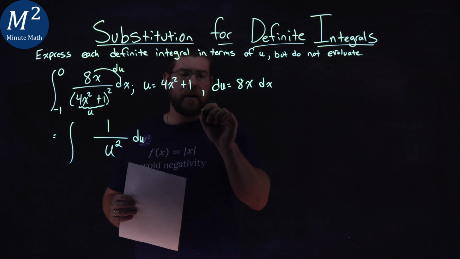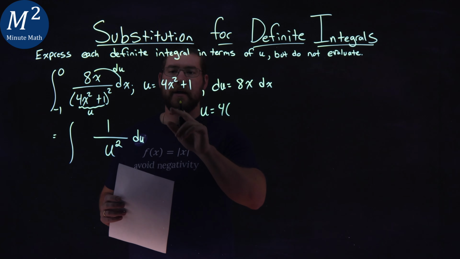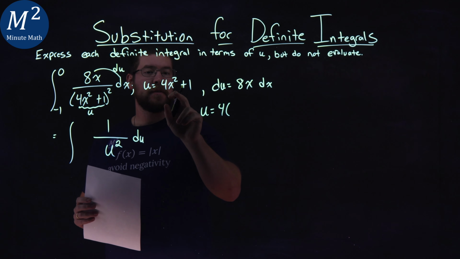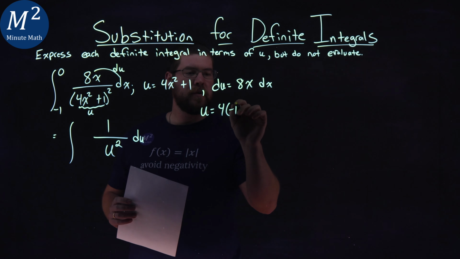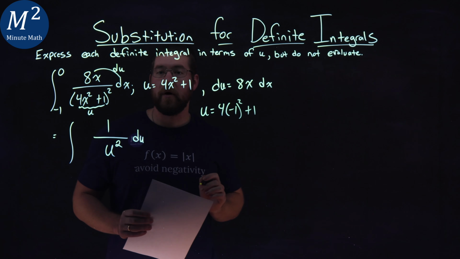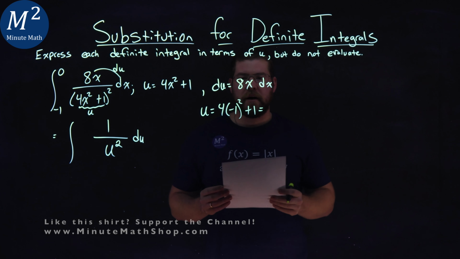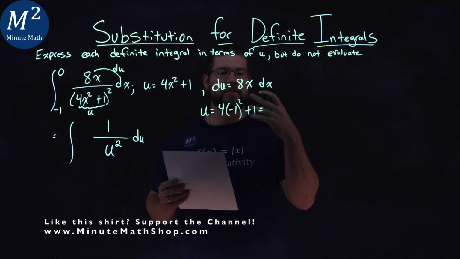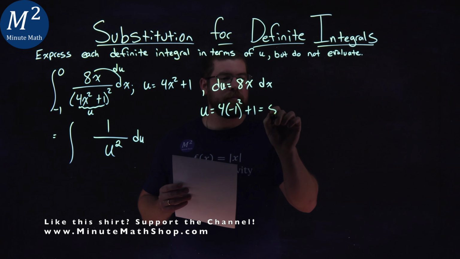Well, what we do is we take our u value right here, and we're going to plug in 4 times, and instead of x, we're going to put a -1. We're going to find what u value corresponds with it. So 4 times -1 squared plus 1. And then from there, we're going to simplify. -1 squared is 1, times 4 is 4, plus 1 is 5.